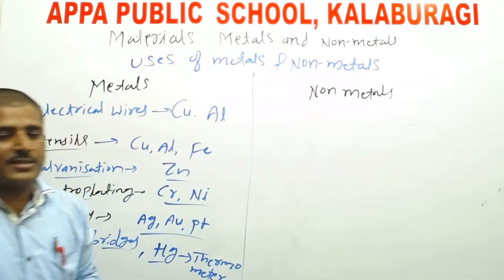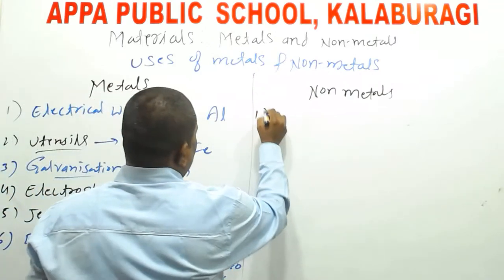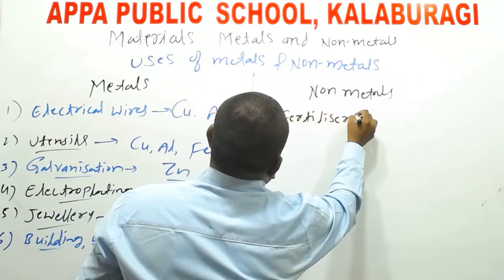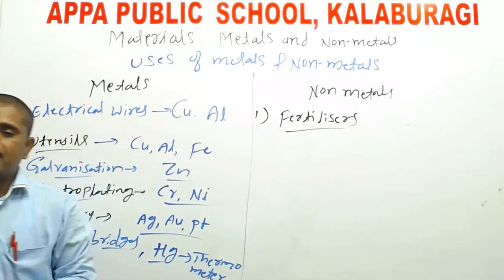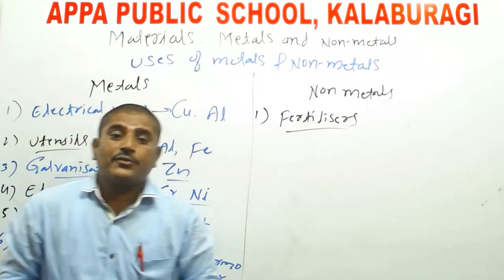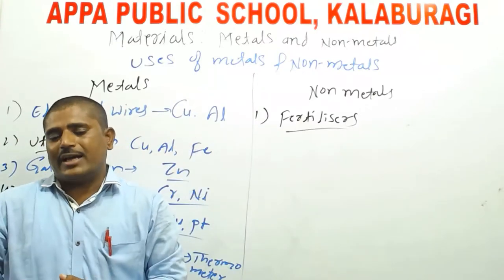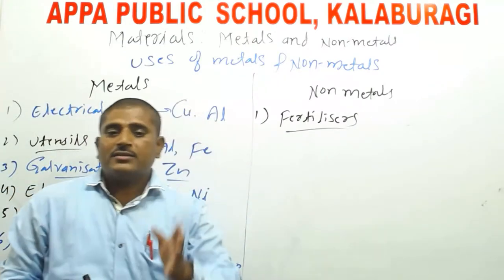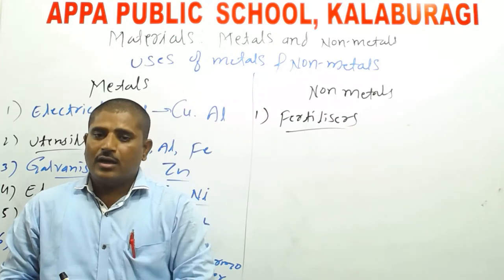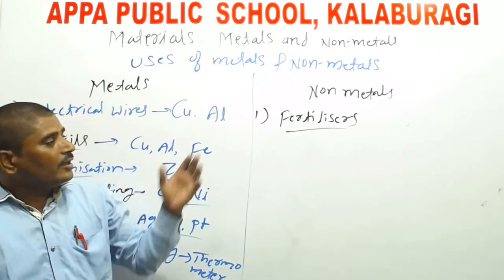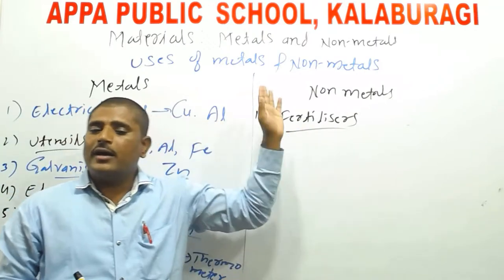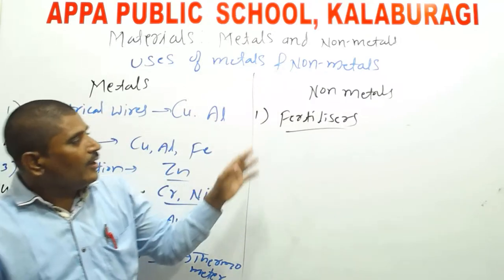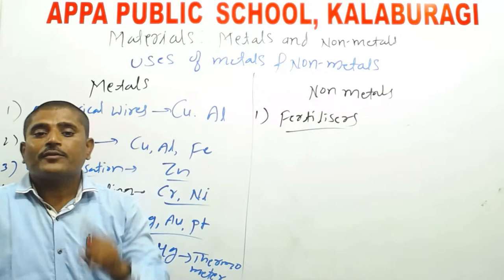Uses of non-metals. First point, non-metals are used for the preparation of fertilizers. So right now farmers are using artificial fertilizers for the better growth of the plants or crops. They are using the fertilizers urea and DAP. I think you have heard some of the names of the fertilizers. Fertilizers are artificially prepared; naturally occurring ones are a secondary thing. But here, with the help of non-metals, we are going to prepare the fertilizers.